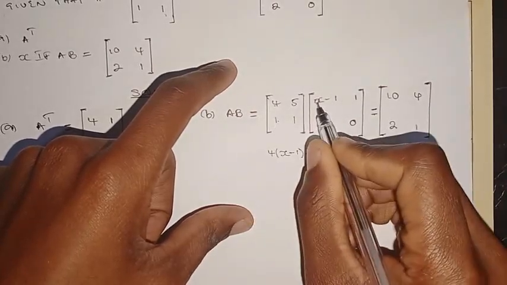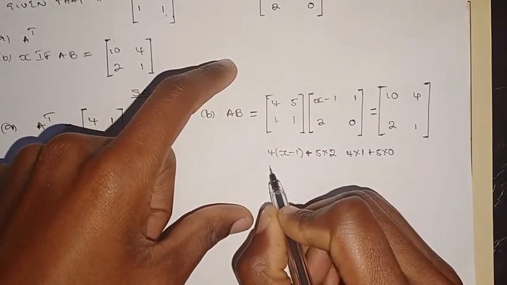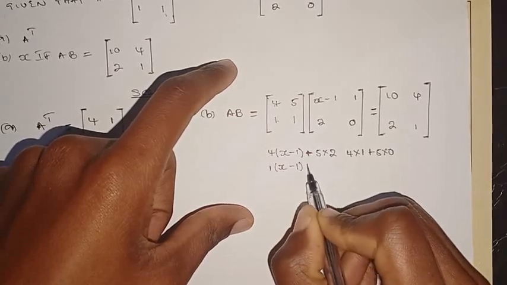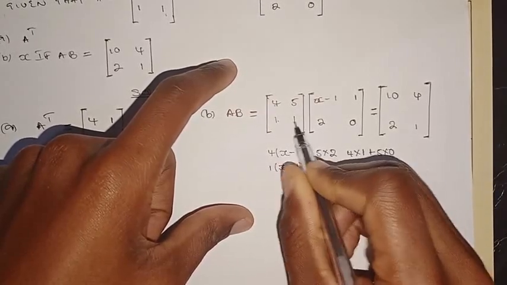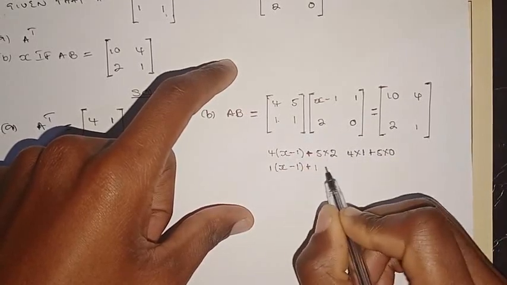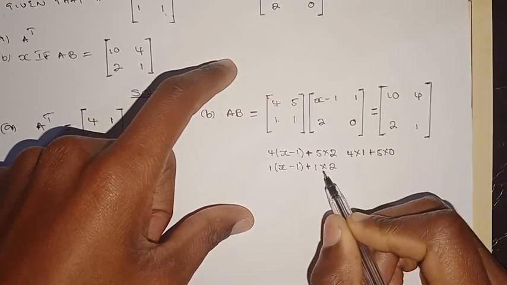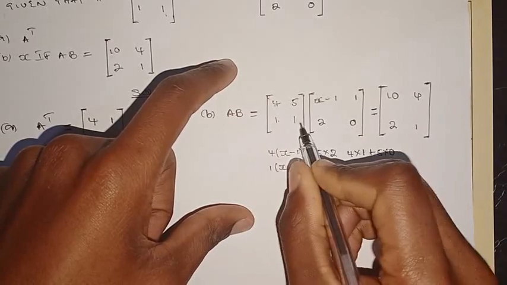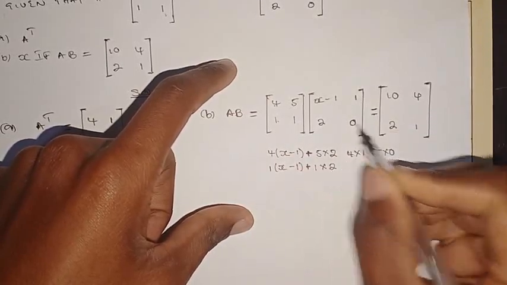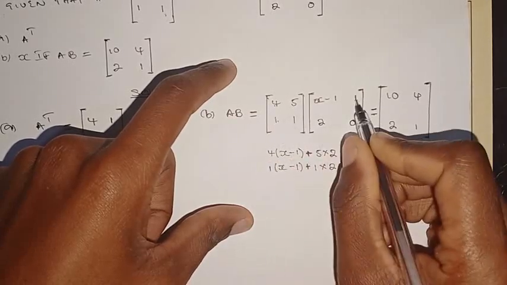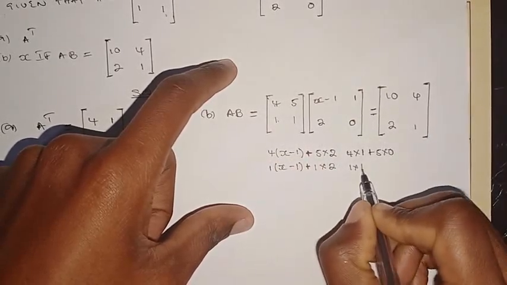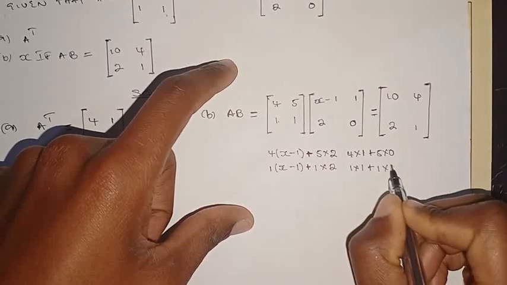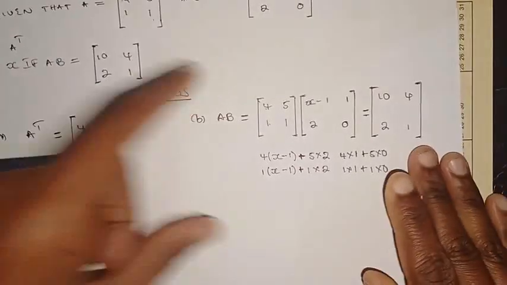So what is 1 times x minus 1? So it's going to be 1 times x minus 1 plus this one here times that 2 there. 1 times 2. So we're done with multiplying that row by that column. So now let us multiply this row by the last column, which is the second column. So what is 1 times 1? 1 times 1 plus 1 times 0. So we are done with that part.